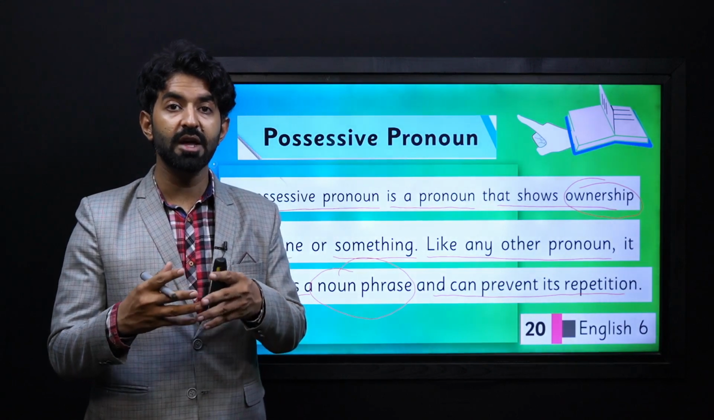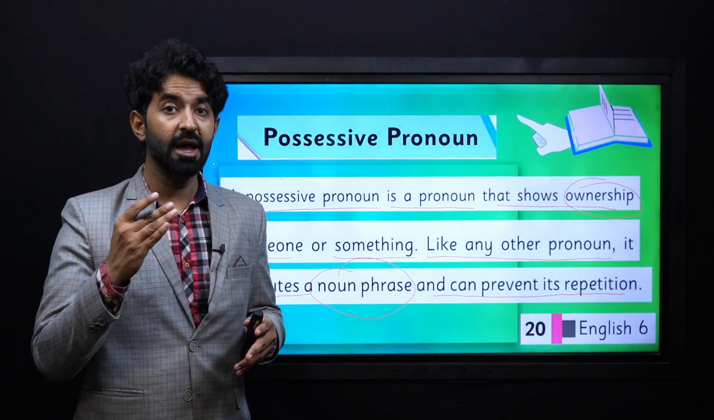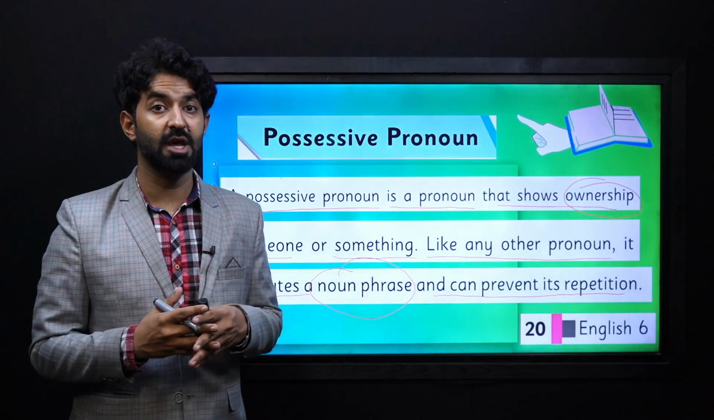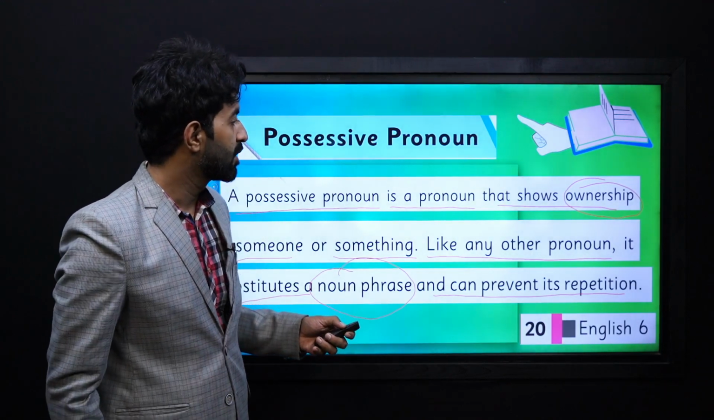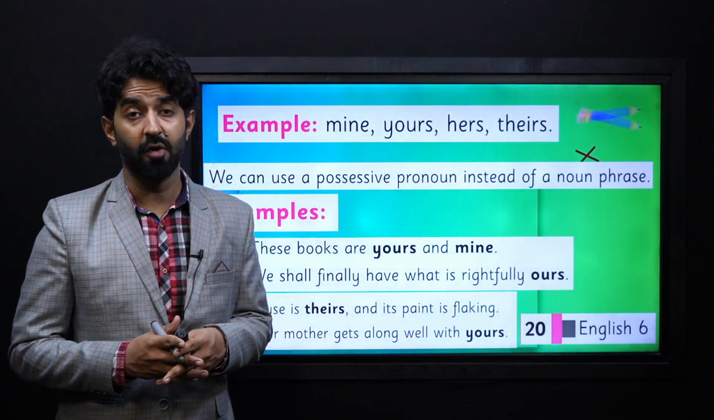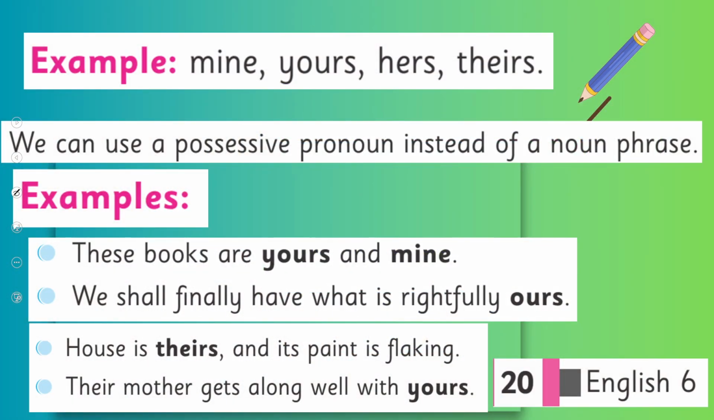If you possess or own something, you or any other person, then we use our possessive cases and we call them possessive pronouns. Now moving on, followed by some examples, let's look at them. Mine, yours, hers and theirs. All these are possessive cases.